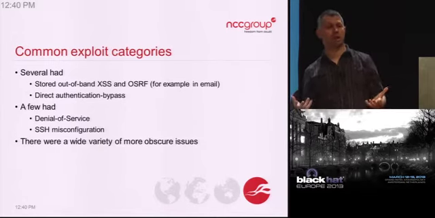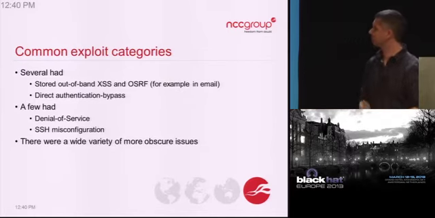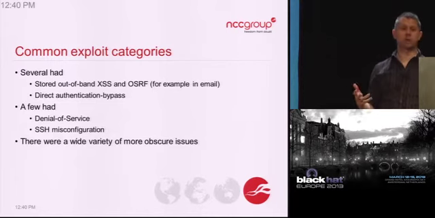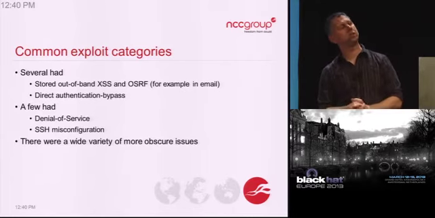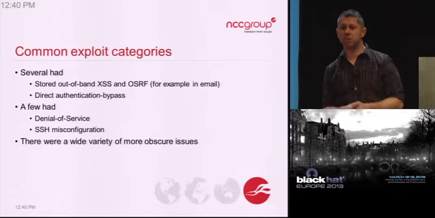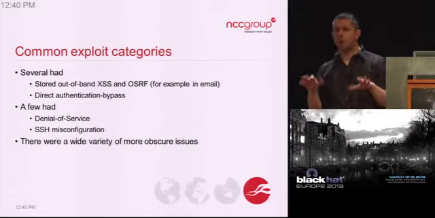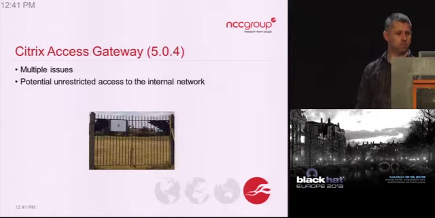And depending on what the box does, if it's an email processing appliance or some kind of firewall, that could affect a whole network as opposed to just a single system. SSH misconfiguration, found a few times, and a wide variety of more obscure issues, like session fixation and session token prediction, that kind of stuff. But typically it tends to be OWASP top 10 type stuff and other misconfiguration issues.